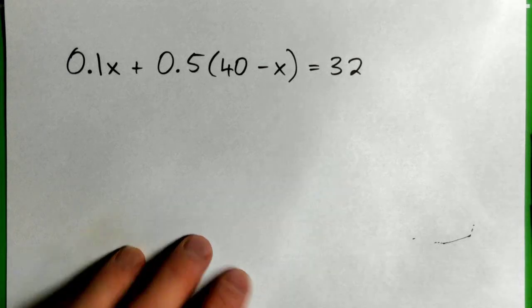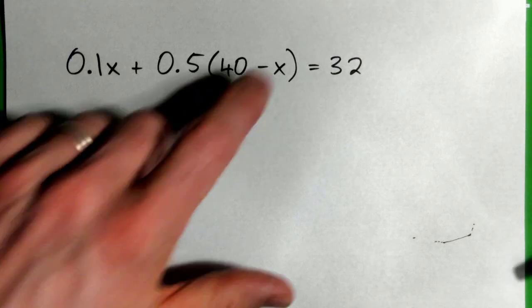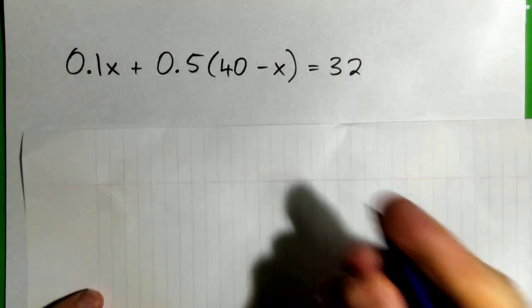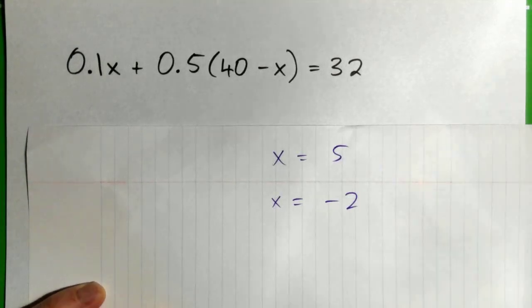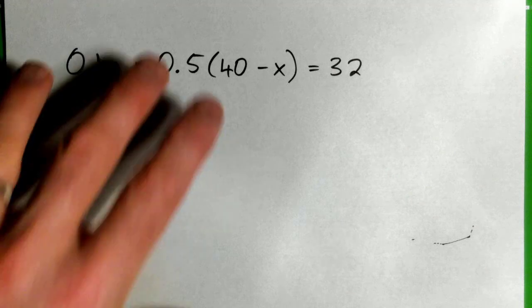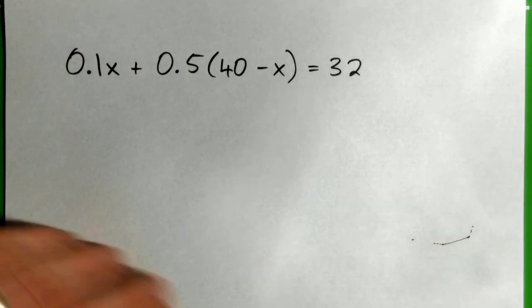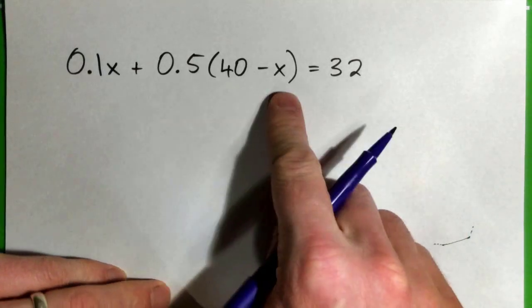So we have 0.1x plus 0.5 times (40 minus x) equals 32. We're solving this equation for x. At the end, we want to see something like x equals 5 or x equals -2 or whatever, right? So we have to simplify both sides, and then we can solve it and we'll get x on its own.